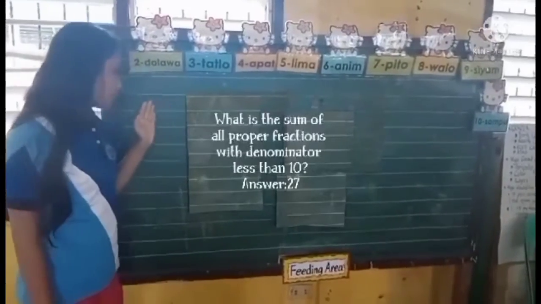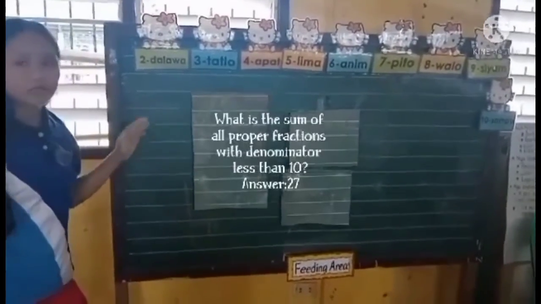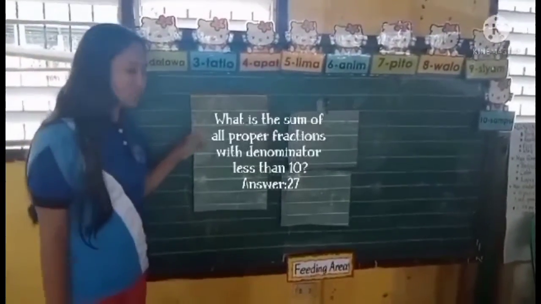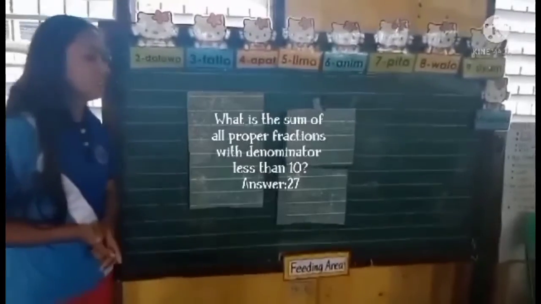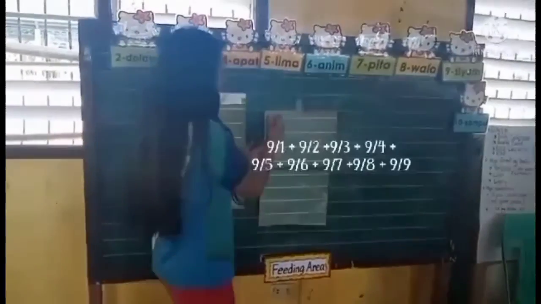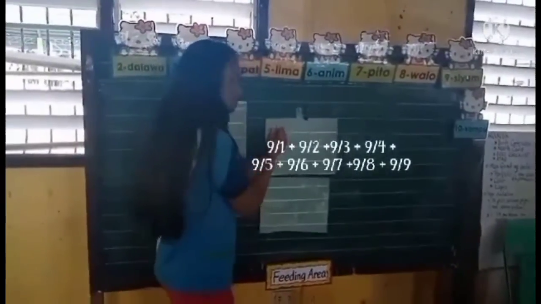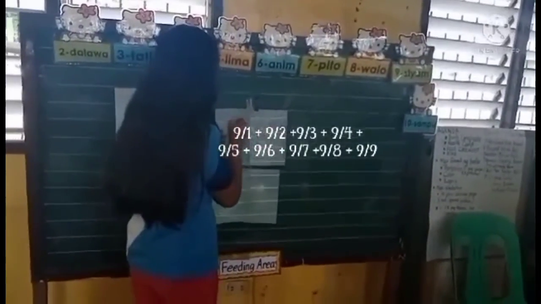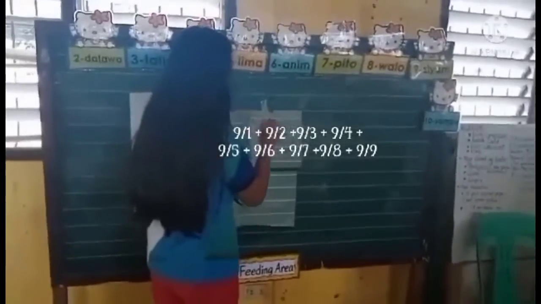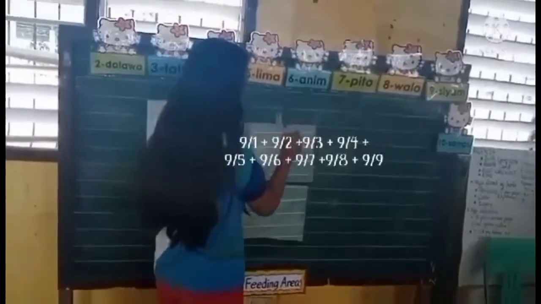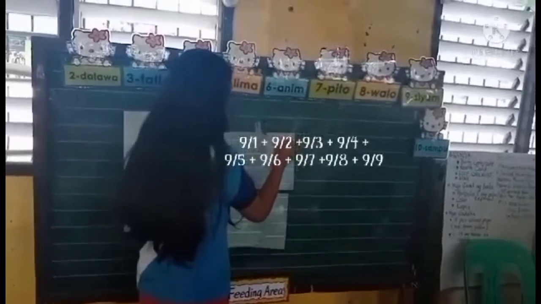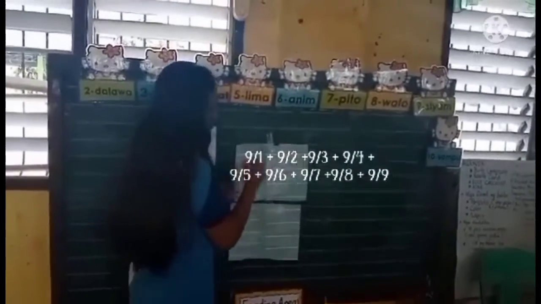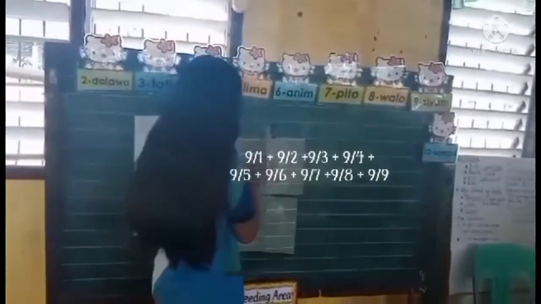For our next question, what is the sum of all proper fractions with denominator less than 10? The answer is 27. So, bakit nga ba siya naging 27? So, 9 over 1 plus 9 over 2 plus 9 over 3 plus 9 over 4 plus 9 over 5 plus 9 over 6 plus 9 over 7 plus 9 over 8 plus 9 over 9.